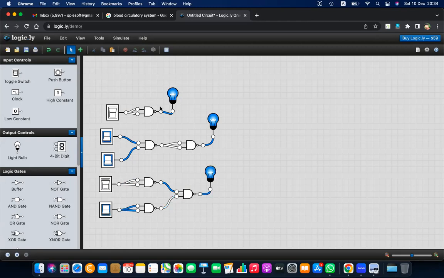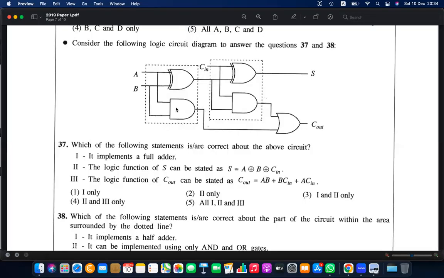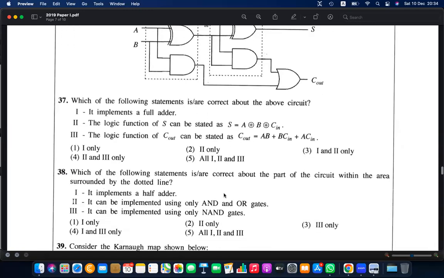So you can implement a NOT gate, AND gate, OR gate, any gate, using NAND gates. Therefore, you can even implement this using only NAND gates. The only thing is why they have written it like that. It can be implemented using only NAND gates.